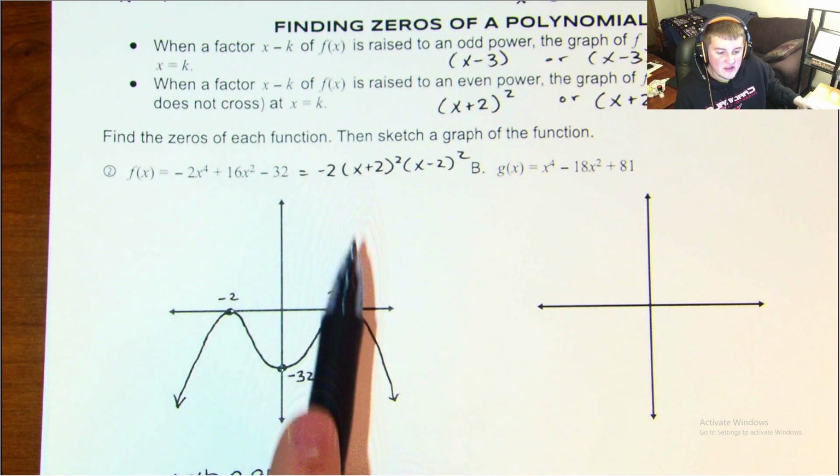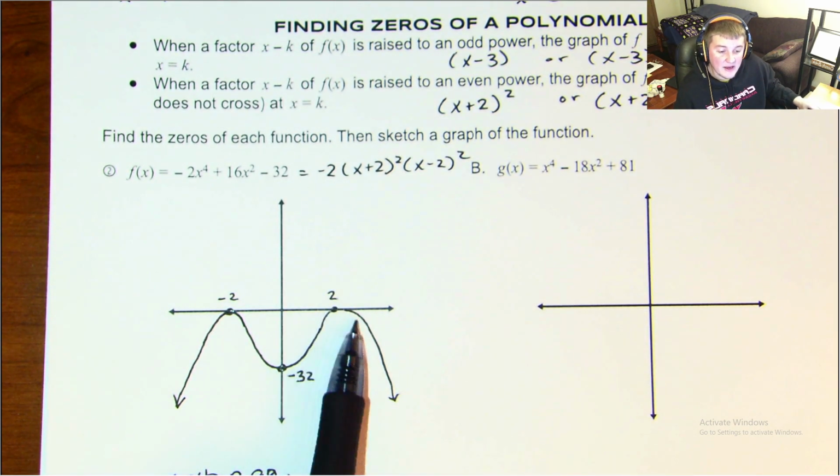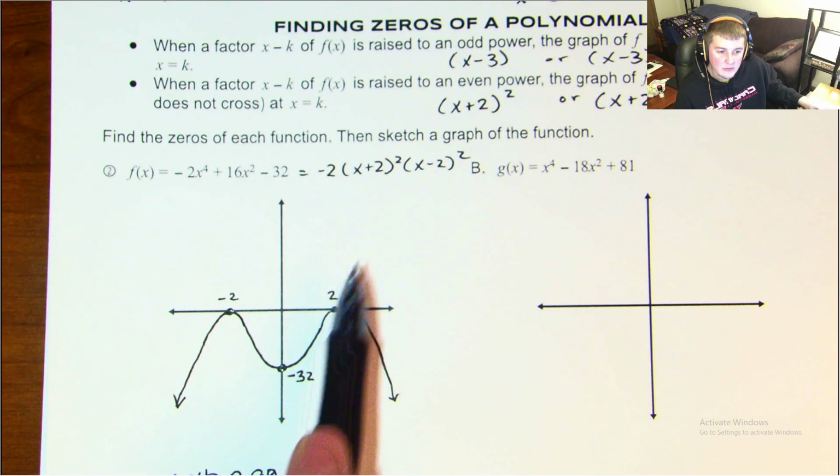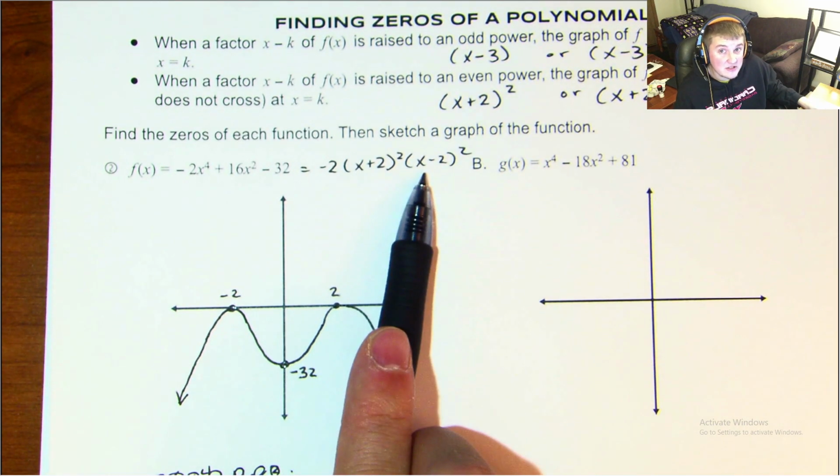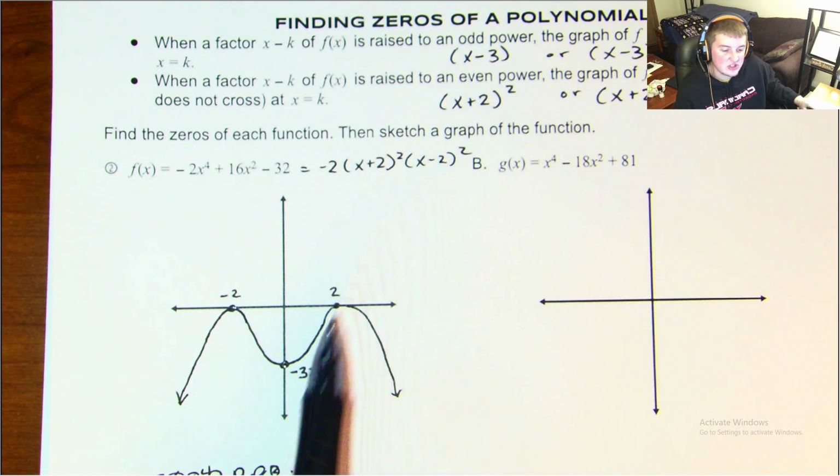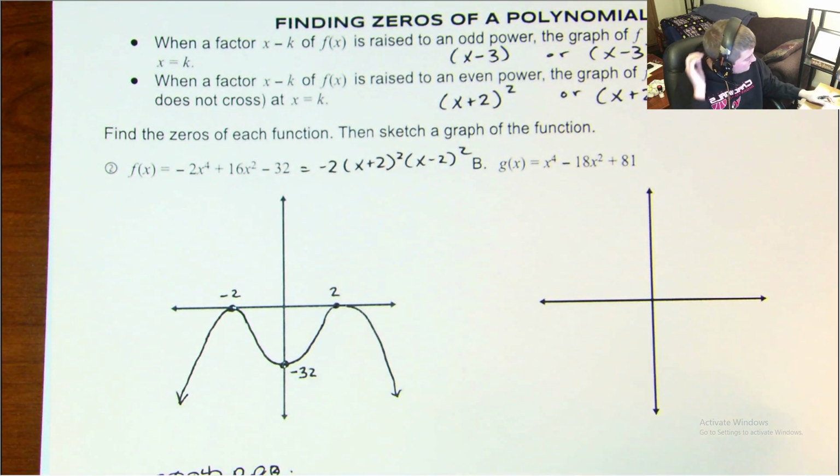And then it's going to hit the x-axis again and then come back down at x equals 2 because I have a factor of x minus 2. And it's even, so it's just going to touch it and go back down.